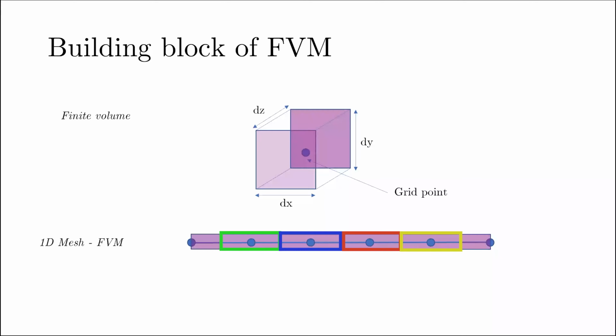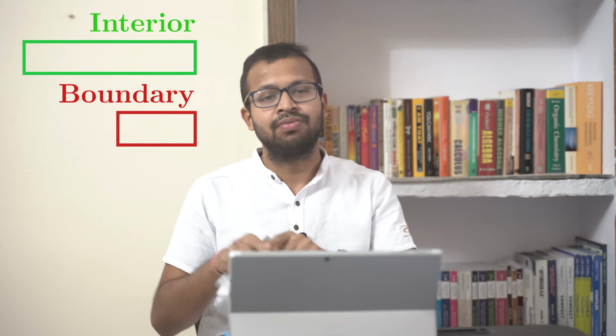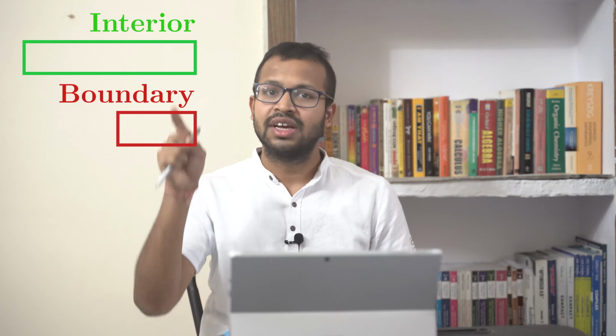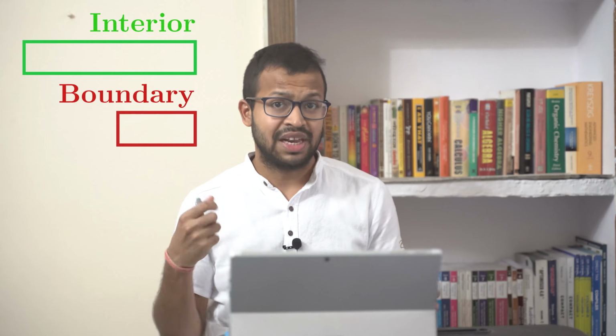I have put 4 finite volumes around 4 interior grid points here, and because of the nature of the system, the boundary points would also have a finite volume, but the volume itself would be half because it wouldn't fit in the entire domain. That is why the volume itself would be reduced. So the interior points would have a full finite volume around them, but the boundary points may have to get some special treatment because their finite volumes are smaller in size.